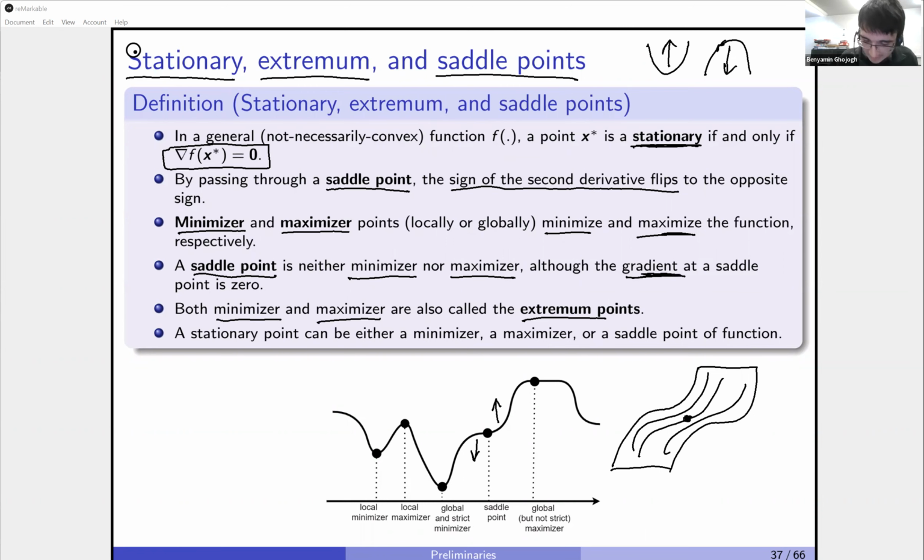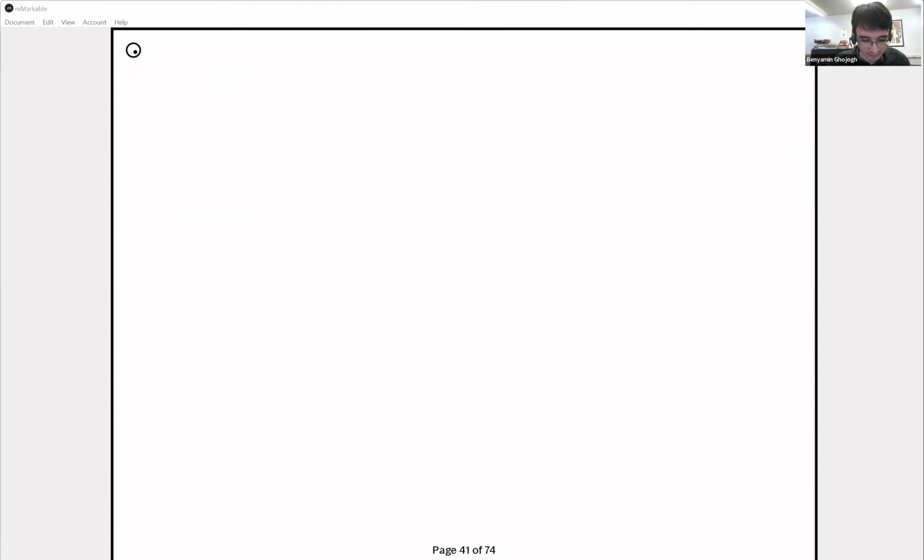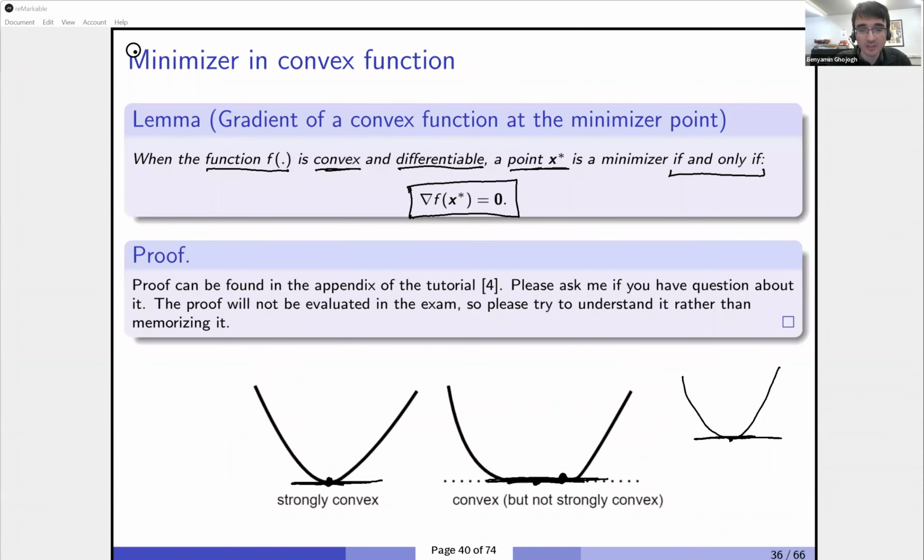Although the gradient at the saddle point is 0. See, here the slope of the tangent to the function is 0, but it's not a minimizer or maximizer. Recall that I said this if and only if, two-sided, is for the convex function, right? But if it's not a convex function, it won't be if and only if. It will be only one-sided.